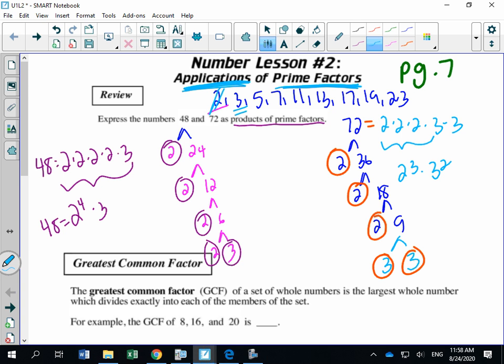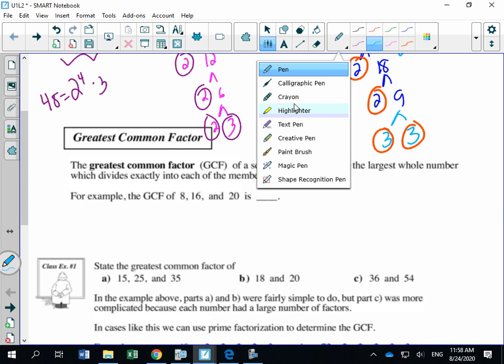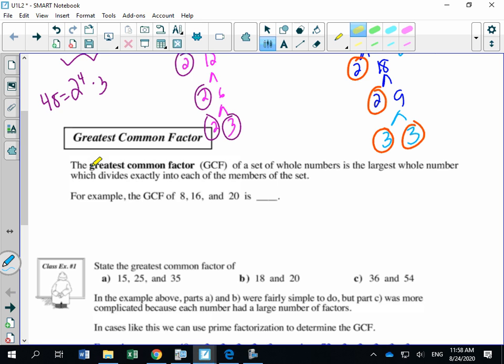So when you guys were in junior high, you learned something called GCF. So I want you to highlight this term GCF. I'm going to show you how your grade 9 teacher would have done GCF, and then I'm going to show you how we're going to use prime factors to do GCF, okay?